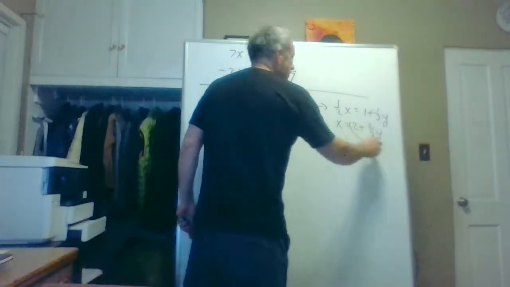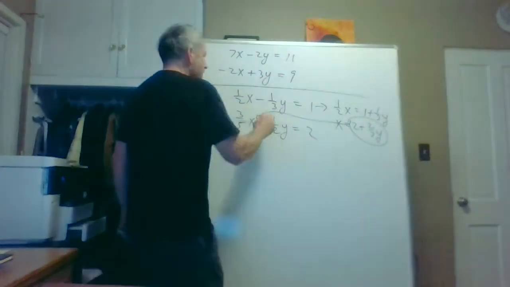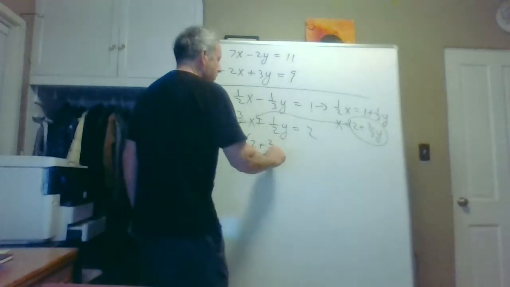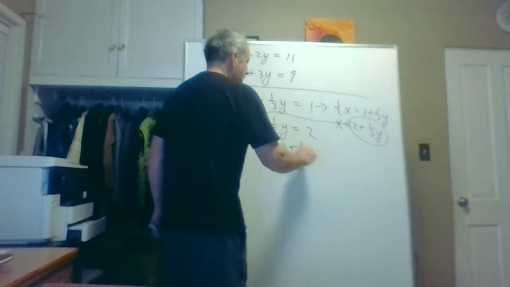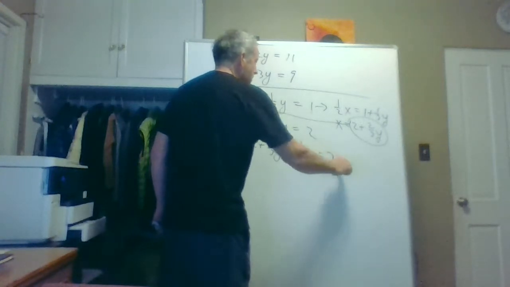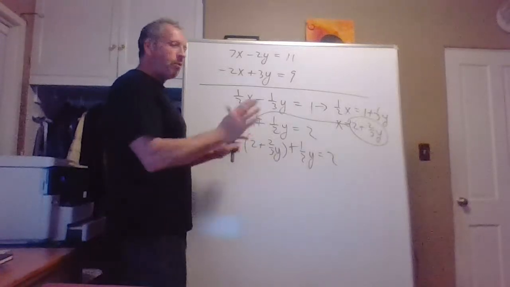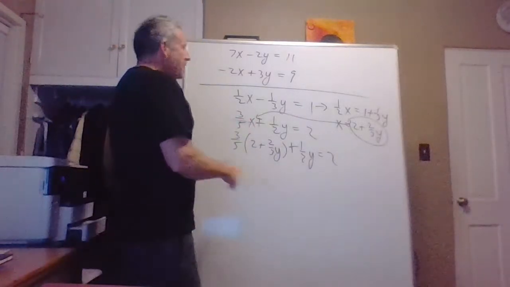Now let's make the substitution. This gets substituted in for x right here. So we'll have 3/5 times 2 plus 2/3 y plus 1/2 y equals 2. I'm very close to getting this board mounted on the wall, believe it or not. And then it won't wobble and I'll be able to write a little bit better.